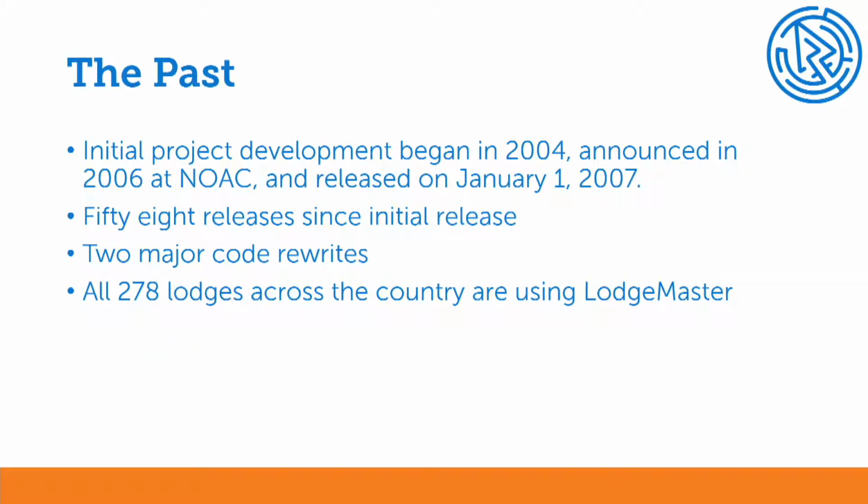Some project history. In 2004, development began on version 1 of LodgeMaster. Version 1 was announced over the air at NOAC in 2006 and released for use on January 1st, 2007. Since releasing version 1 in 2007, we've had 58 releases. We've had 2 major code rewrites, with the first being version 3 in 2012, and the second major rewrite being this year in April with version 4. To date, all 278 lodges across the country are using LodgeMaster in some capacity.